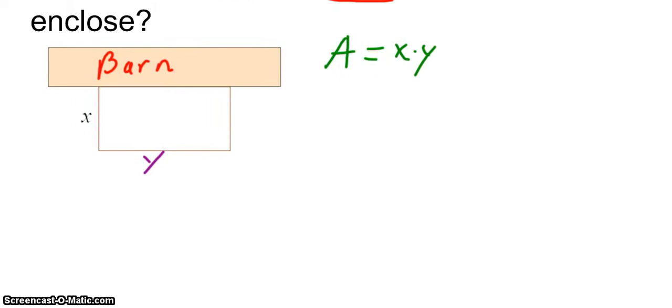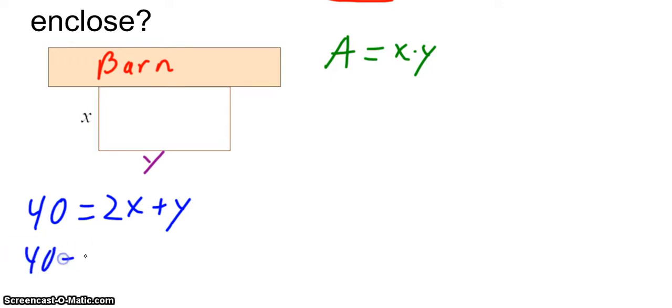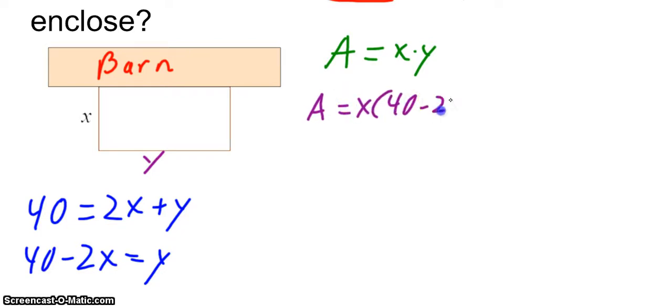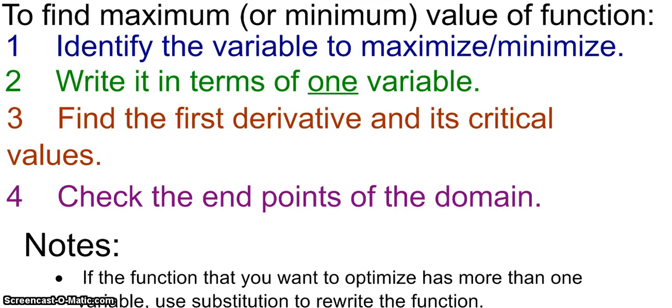So what's the relationship I know between X and Y? Well, in this case, because I have 40 feet of fence, I know 40 equals 2X plus Y, and therefore I know 40 minus 2X equals Y. So now I can write this as A equals X times (40 minus 2X). So now I've written it in terms of one variable. And if I want, I can distribute this. Okay. So now next we want to find the first derivative and its critical values.